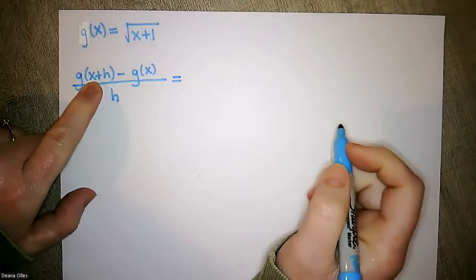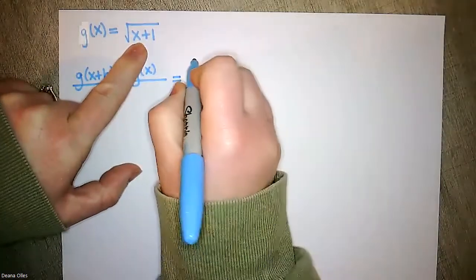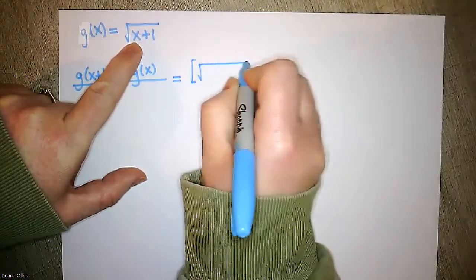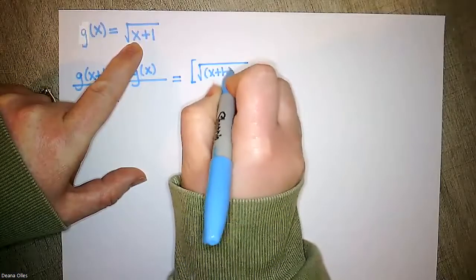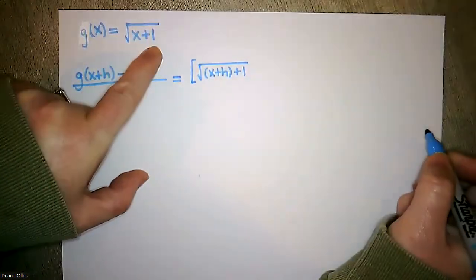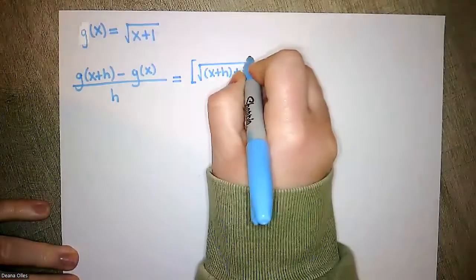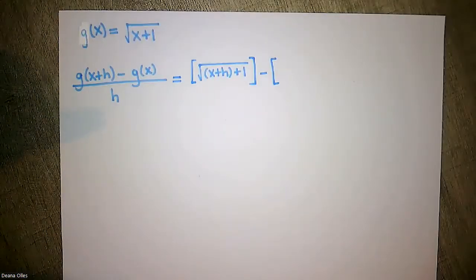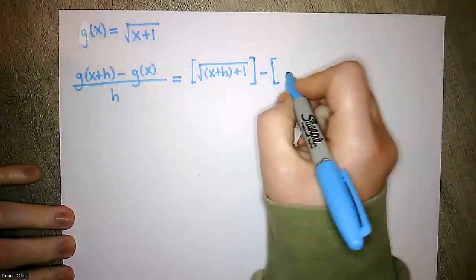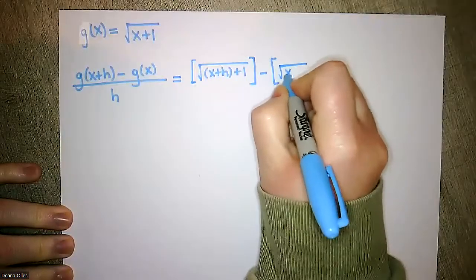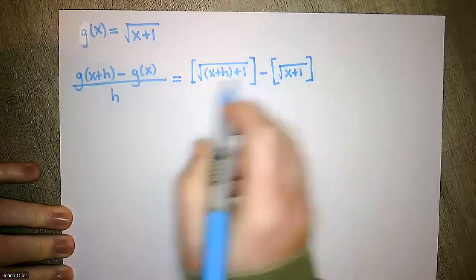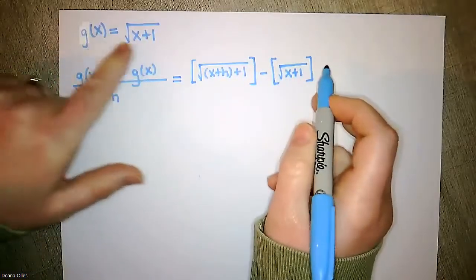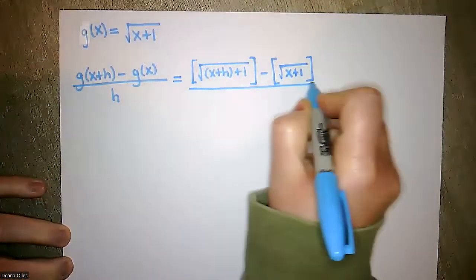So again, for G of X plus H, I want to take the original function and replace the X in here with X plus H. Don't forget the plus 1 and the square root, obviously. So there's my G of X plus H. And this is an example where maybe these brackets and parentheses are not necessary, but I'm trying to use them as an identifying feature. They're showing you where you have G of X plus H and then G of X, which is the original function. All right. And then all of that over H.